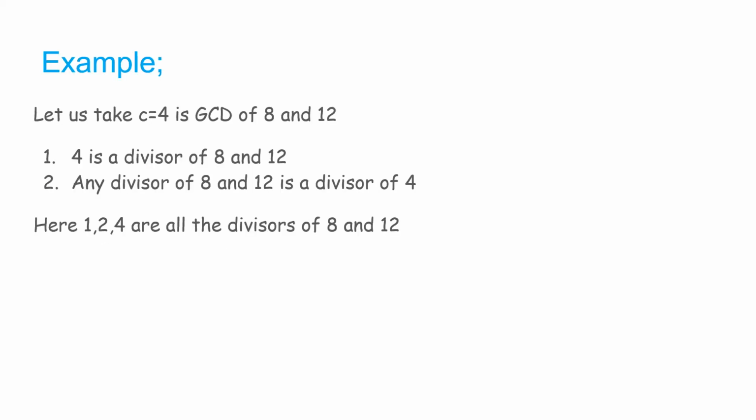Example, let us take c equal to 4, the GCD, greatest common divisor of 8 and 12. 4 is a divisor of 8 and 12. Any divisor of 8 and 12 is a divisor of 4. Here 1, 2, 4 are all the divisors of 8 and 12.